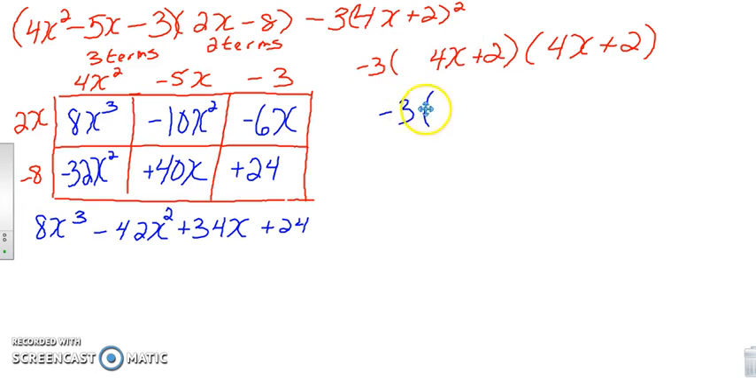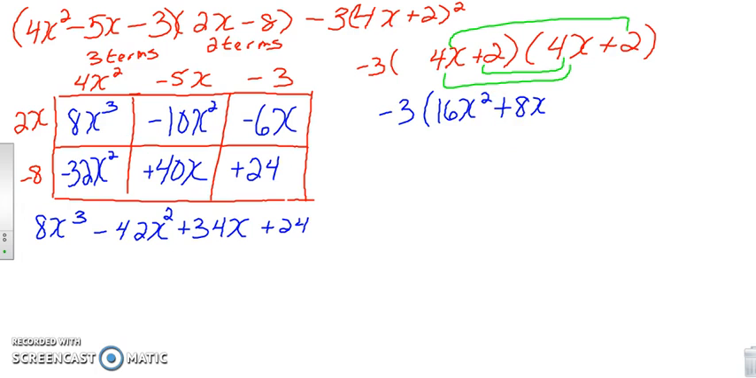So I'm just going to drop the negative 3 down, write it down here, and come back to it in a minute. I am going to go 4x times 4x. My first multiplication, 16x squared. I'm then going to go 4x times 2 and get 8x. Now I'm going to go 2 times 4x and get 8x. And finally 2 times 2, and I get 4. So now I have negative 3 times this polynomial here.